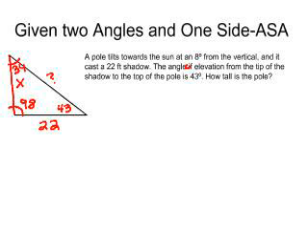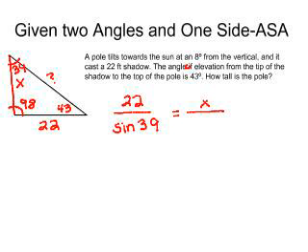So now that I have that angle, I can take the 39 degrees and the side opposite it, which is 22. So I'm going to go 22 over the sine of 39 is equal to, and then I want to find the height of the pole, so that's x, over the angle opposite that side, so over the sine of 43.